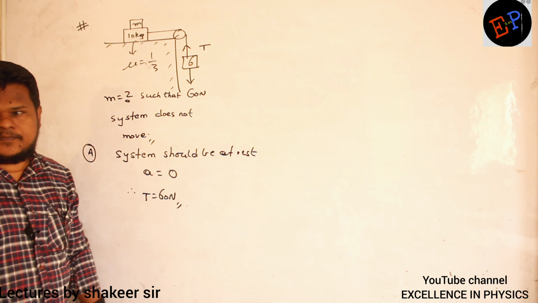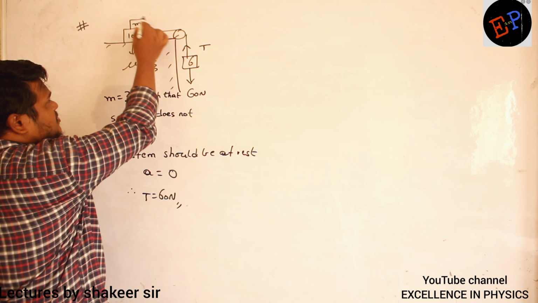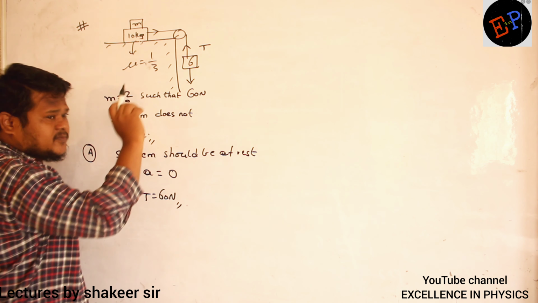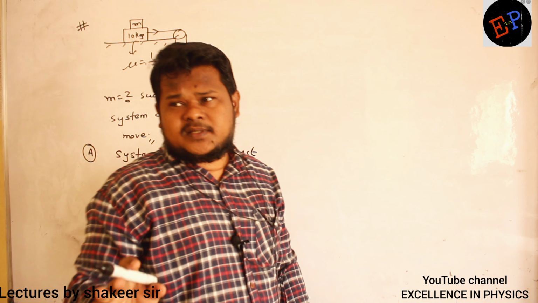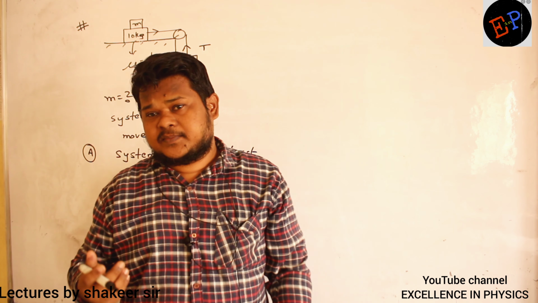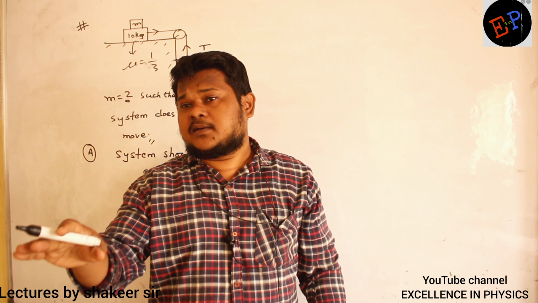Are you able to understand? Clear now? The same tension is pulling the total 10 kg and mass m in this direction. Always we studied, tension is a double-sided force. It always acts in two directions but in opposite directions. Are you able to understand? And what is the direction of tension? Away from the right end.